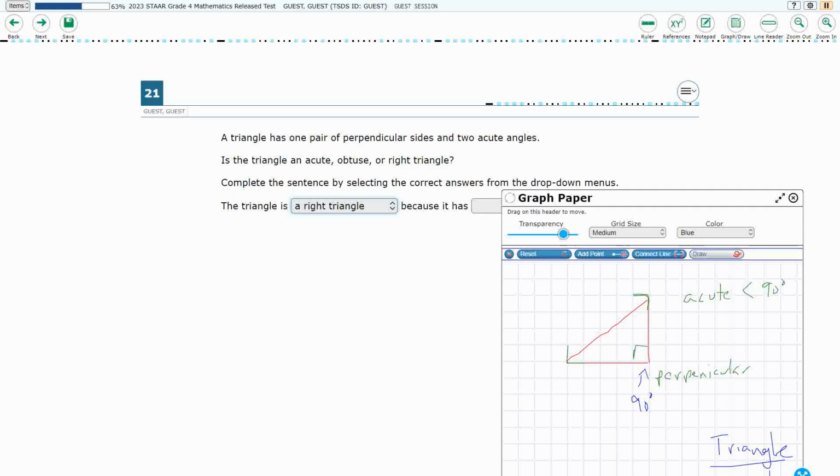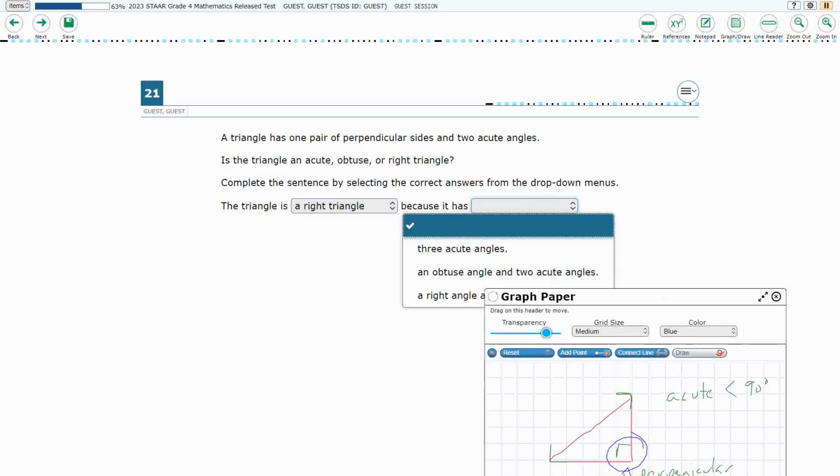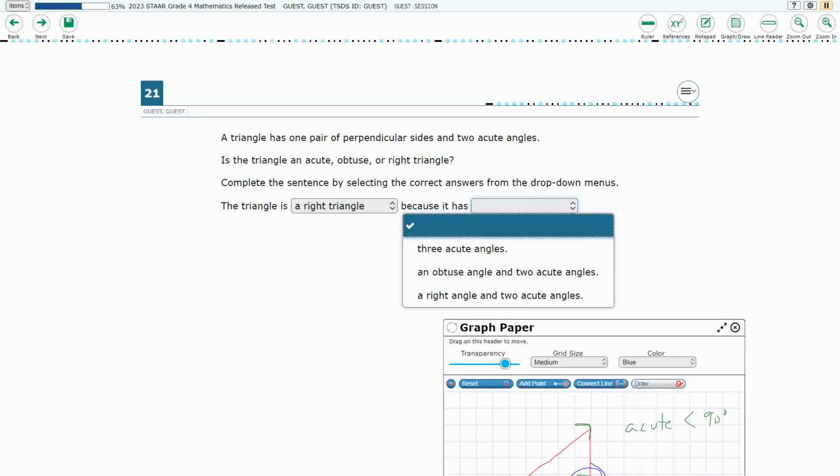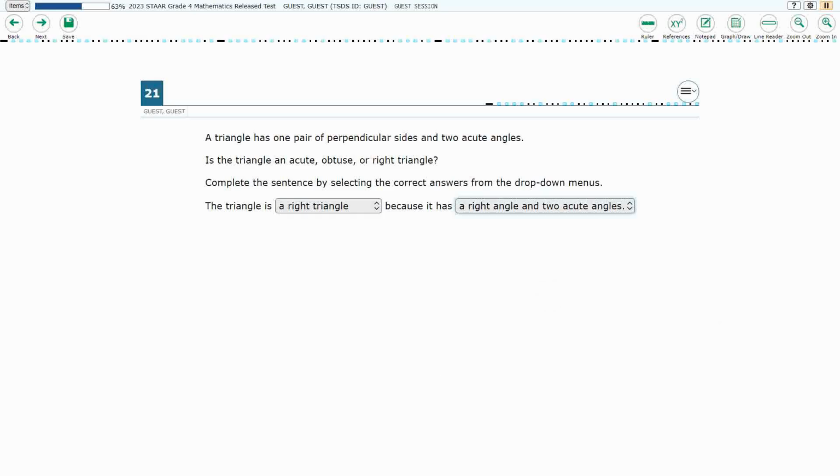That's what's doing all the work for me, those perpendicular lines. Why is it a right triangle? Because it has three acute angles? Nope, it does not. An obtuse angle? No, it does not. It has a right angle and two acute angles. That's what makes a right triangle. So that is my correct answer. Let's see how we did across the state of Texas.